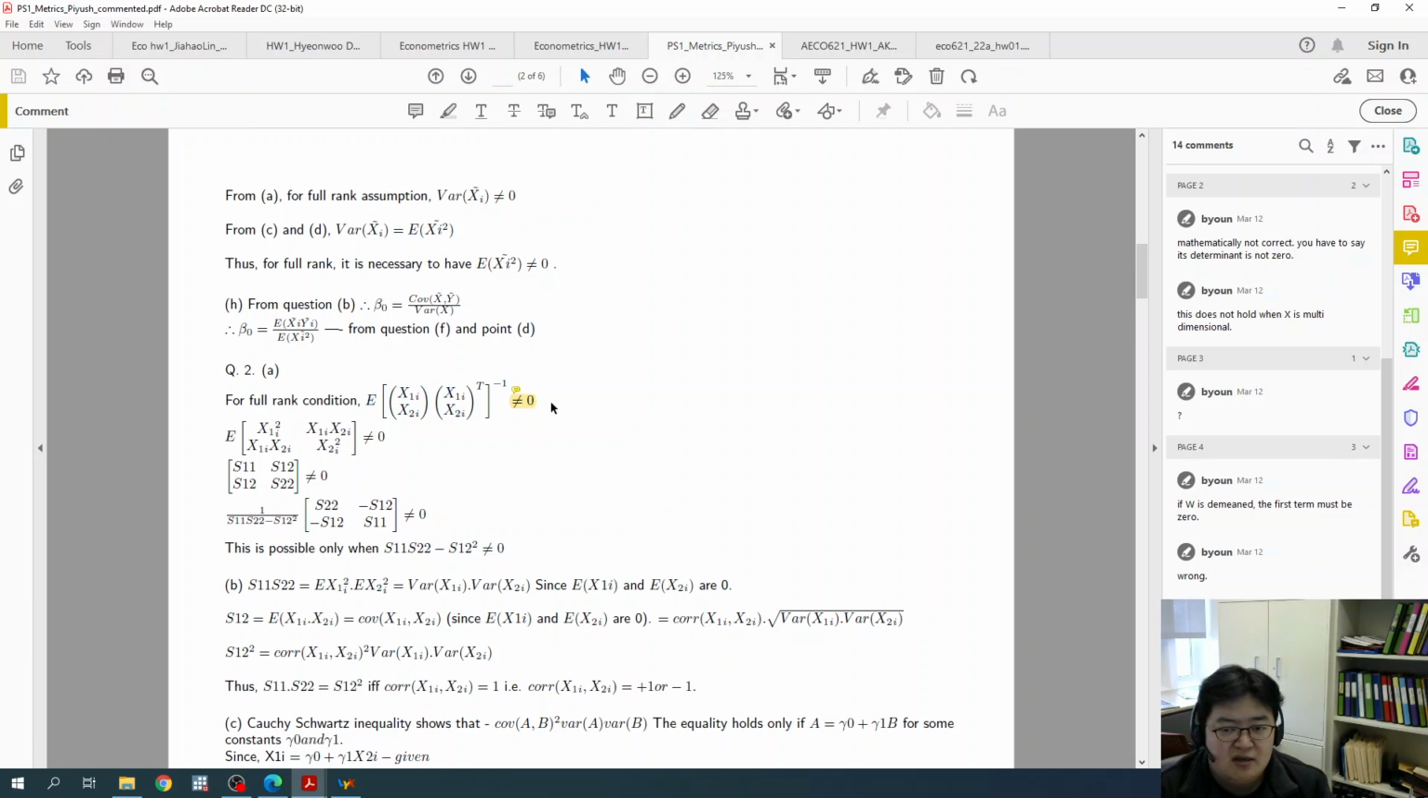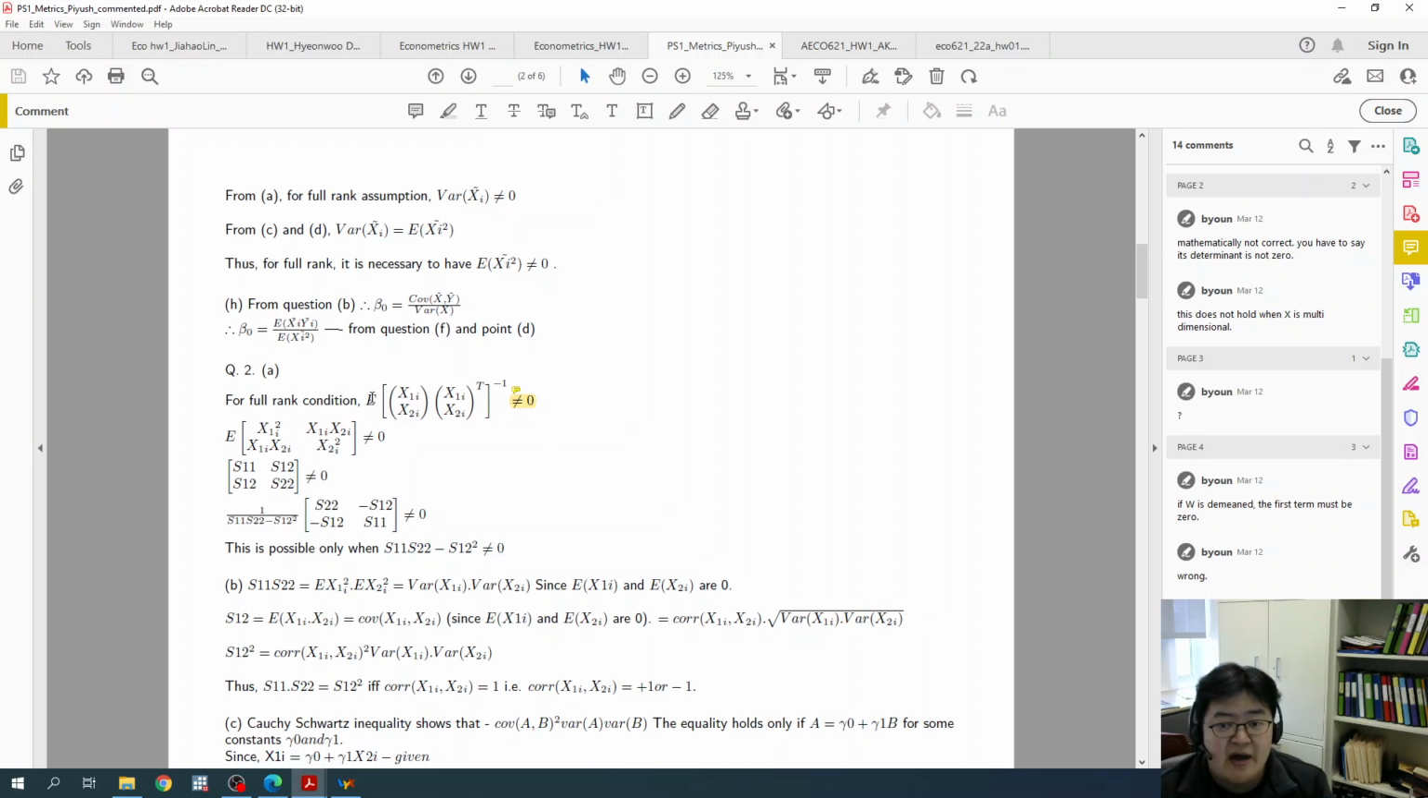Also, some students wrote it this way, not equal to 0. I understand what it means from the context. Maybe they wanted to say there exists an inverse matrix, but this is not how we say that. You have to say the inverse exists, or the determinant is non-zero, or the matrix is full rank. There are different ways to say that, but this is not correct.